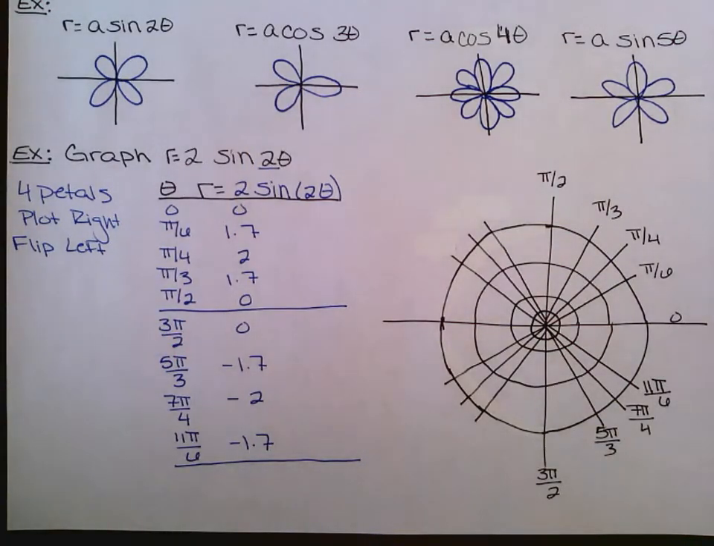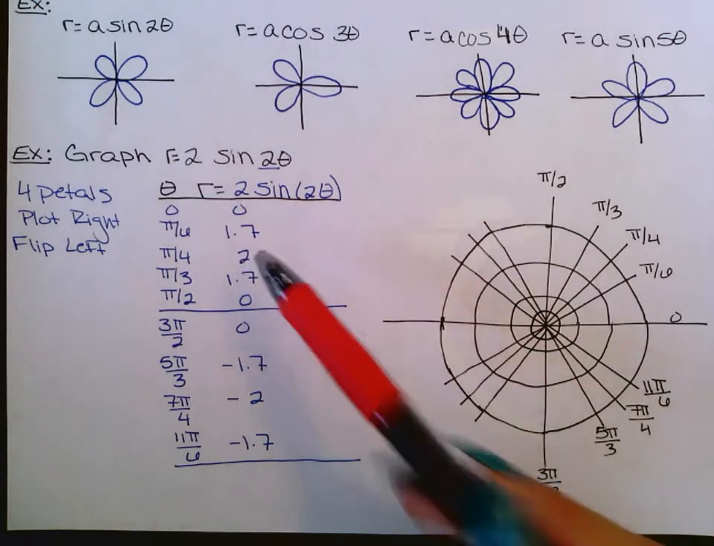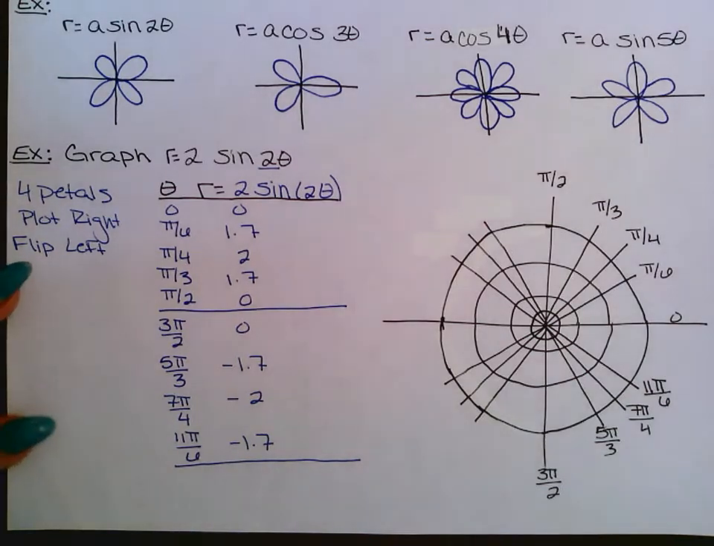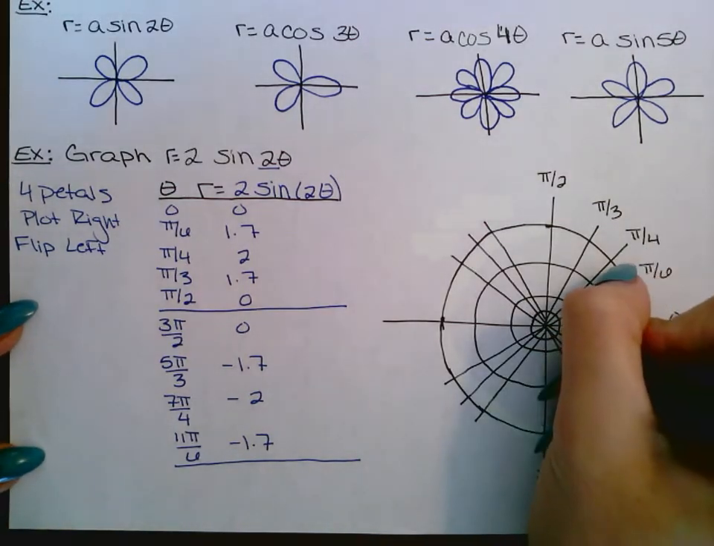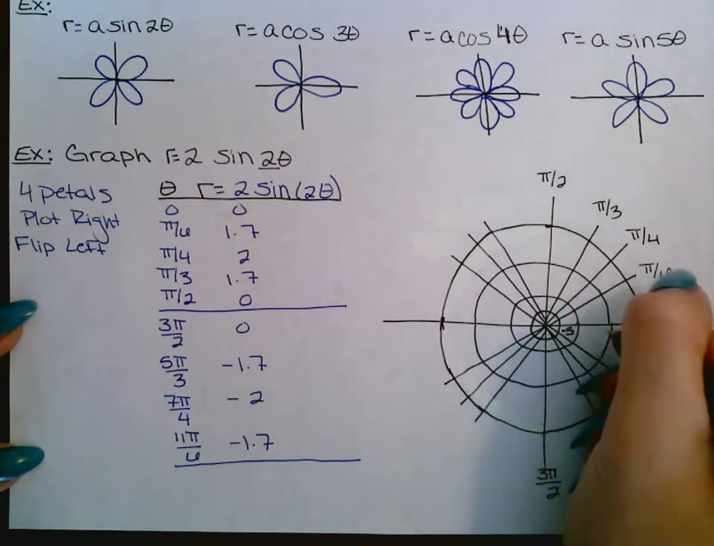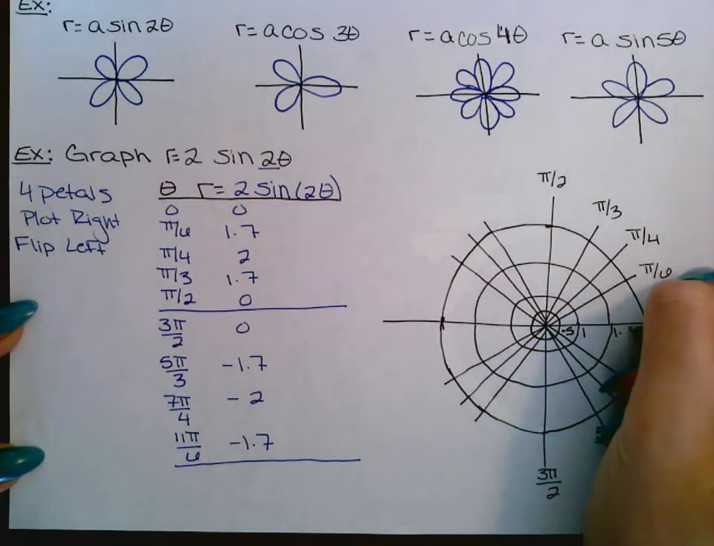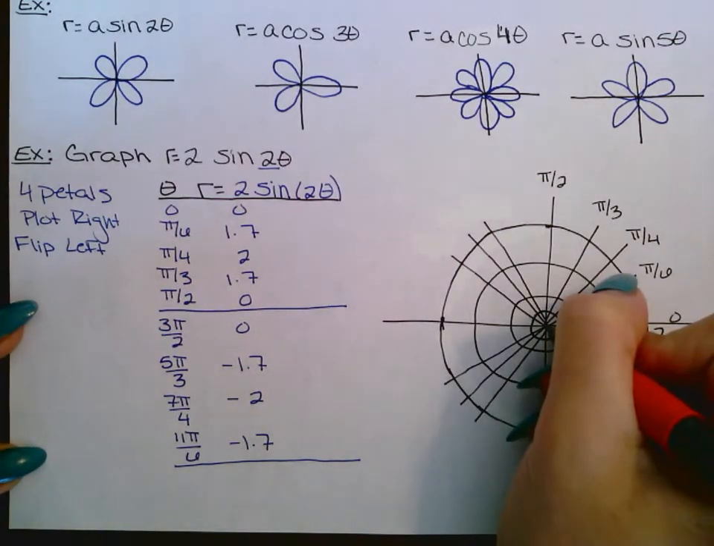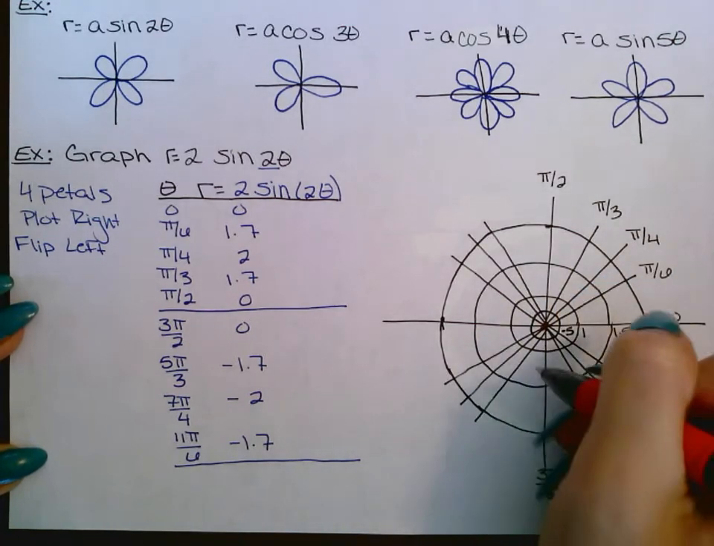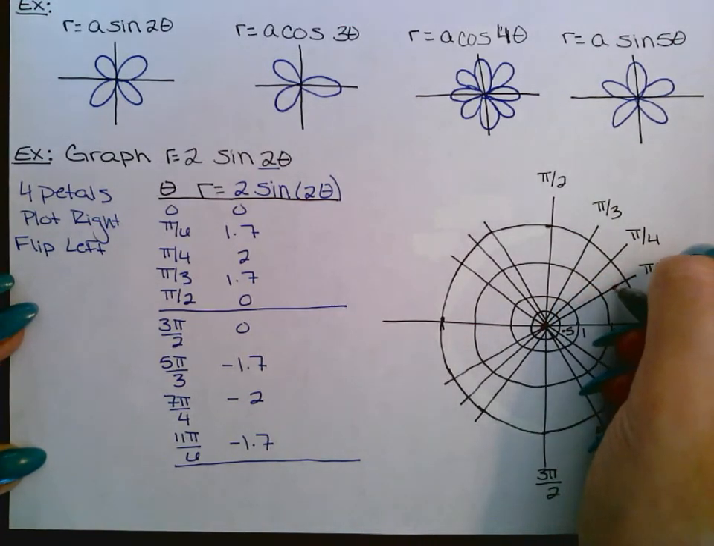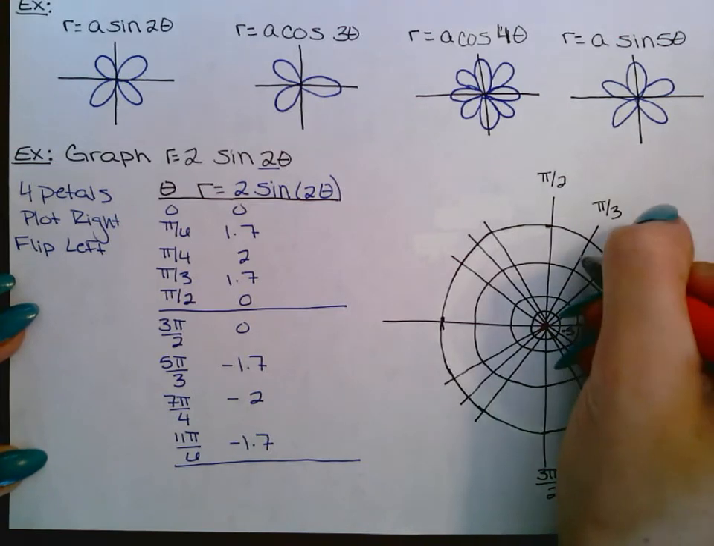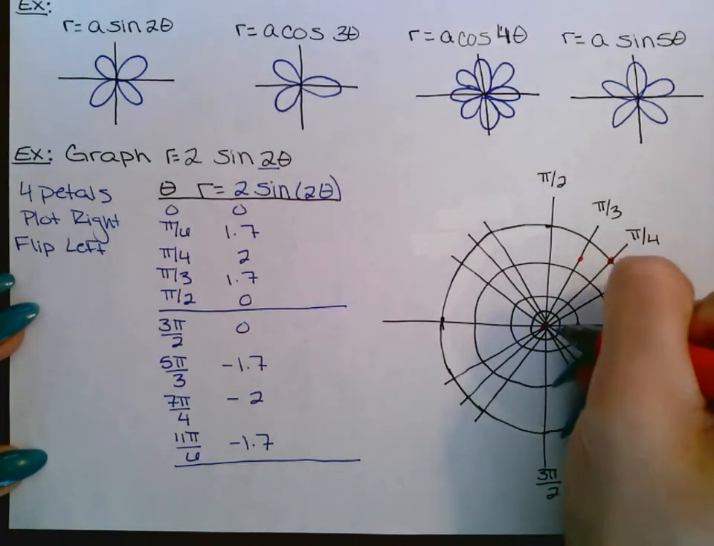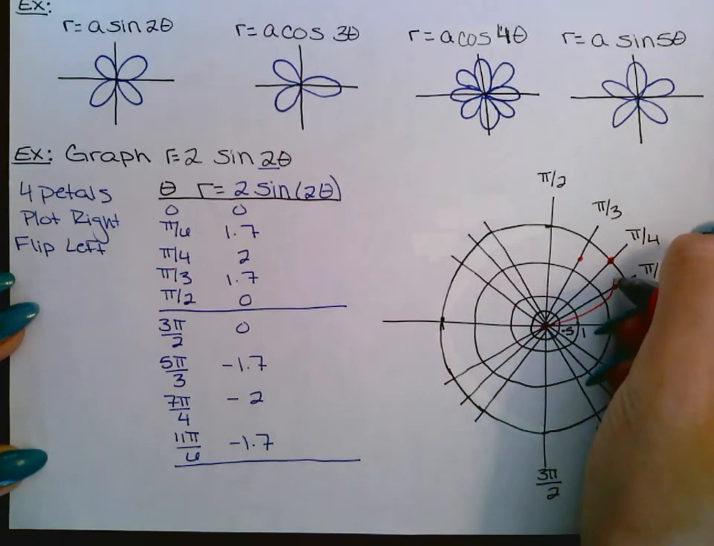So, being that the biggest number I go out to is a 2, I'm going to write my increments as 0.5, 1, 1.5, and 2, so that this is easier to read. So on 0 degrees, I went out 0. I am in the origin. And then I go out to 1.7, then to 2, then back to 1.7, and back to 0. So here's my first petal.